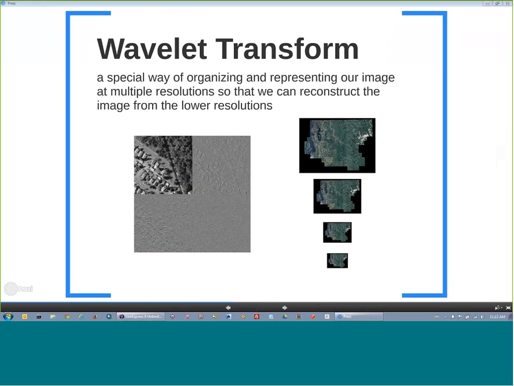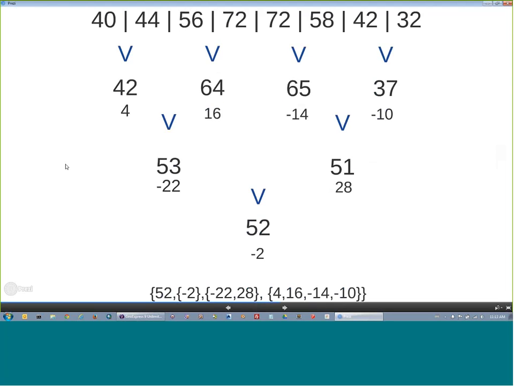It gives us multiple levels so that we can see an overview of the image very quickly, as well as allowing us to save difference bits that help us reconstruct the full resolution image. So let's look at a sample here. I'm going to dive into an actual image sample.